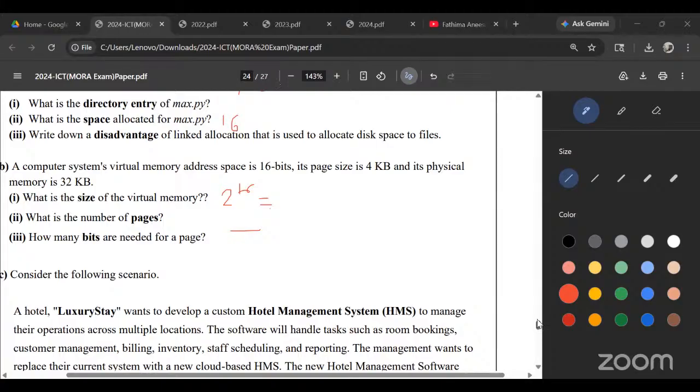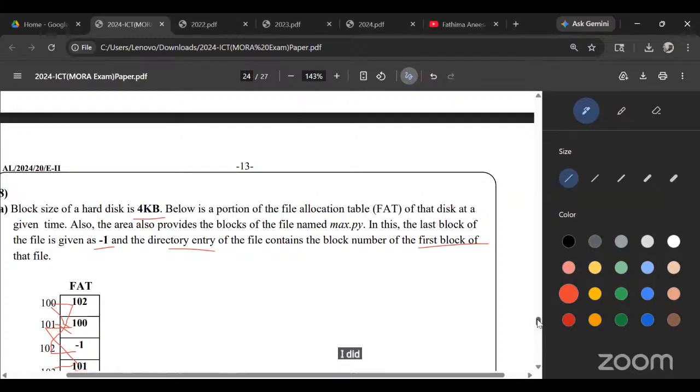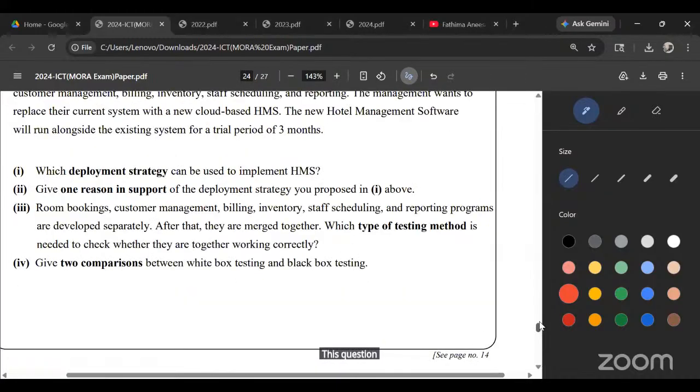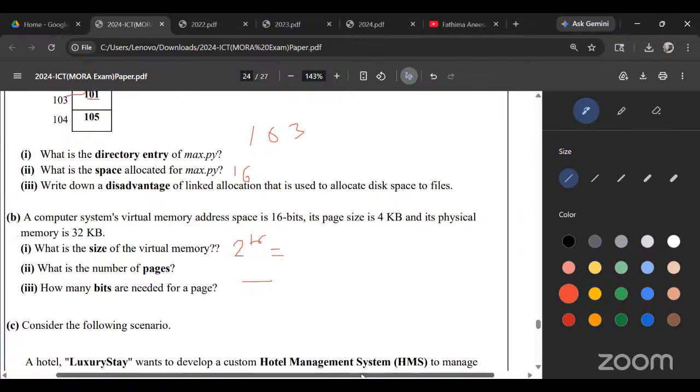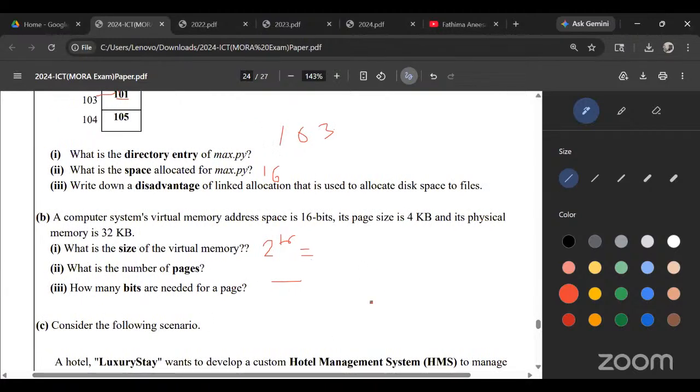I did this one only, this question. And now I'm in the second one. Okay, yeah.